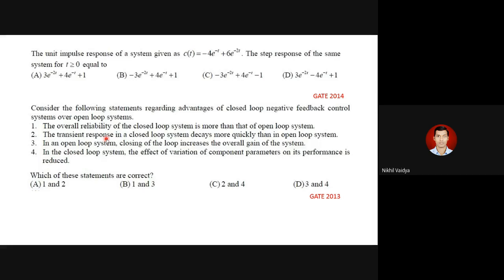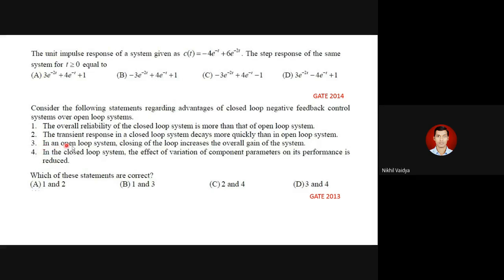So for that duration we need to have smooth starting. That's why generally in high power equipments, we have starters. To avoid that, we smoothly start the button or we smoothly start the supply so that we will not have such transient disturbances in between. So that is this particular statement. The transient response in a closed system decays more quickly than in open loop system. So it should decay ideally. Okay, so that is the point.